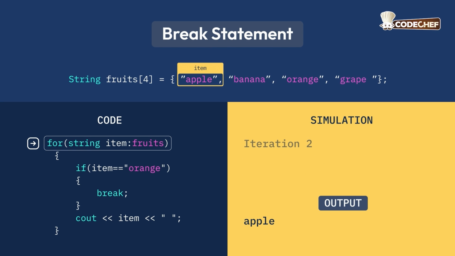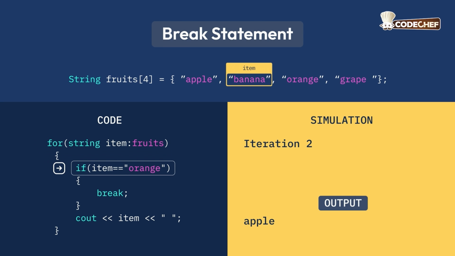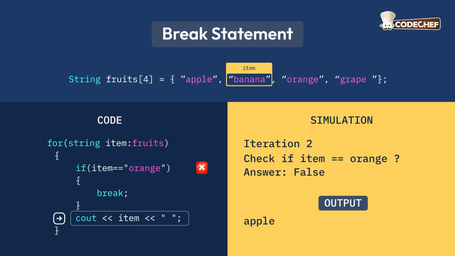In the next iteration, item value is banana. Control moves to the if statement where we check whether the value of item is orange or not. Since banana is not equals to orange, the condition fails. Control skips the entire if block and print statement is executed.